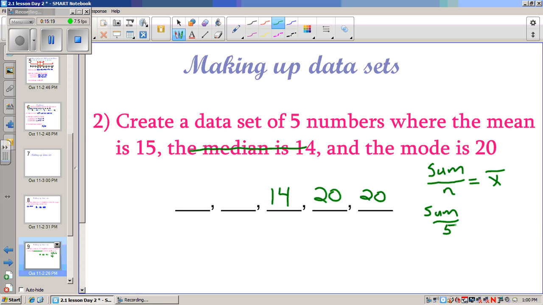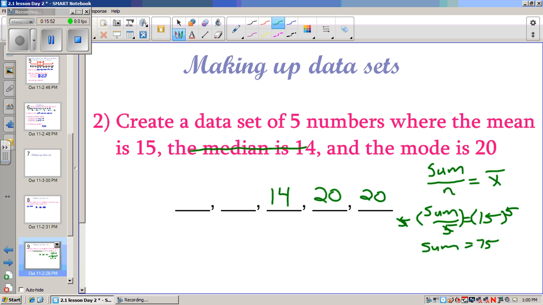And we know that our mean needs to be 15. So we're going to go the sum over 5 equals 15. So what we need to do then is we need to get the sum by itself. And since we're dividing both sides by 5, the opposite of divide is to multiply. Remember, whatever you do to one side of any equation, you must do to the other to keep it balanced. Our 5's will cancel out here, and we will get that our sum is equivalent to 15 times 5, which is 75.